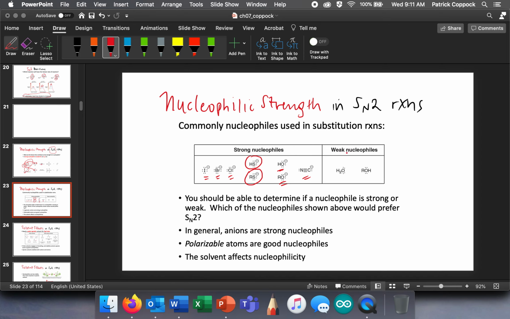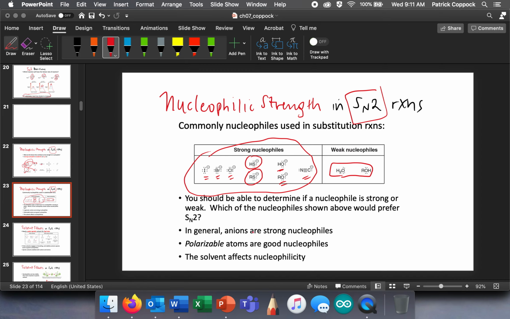And here's a couple other nucleophiles. They're weak, although we will see that they will act as nucleophiles some. But these are the ones that we have an eye out for when we're dealing with SN2 reactions, okay? So you should be able to determine if a nucleophile is strong or weak. And if you memorize these, it's going to help you do that. You're going to have to memorize these.